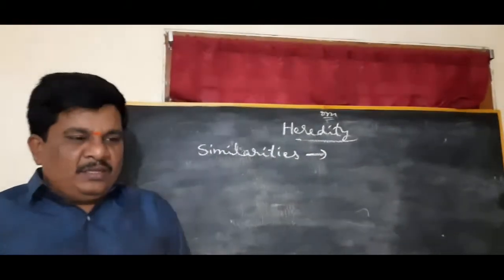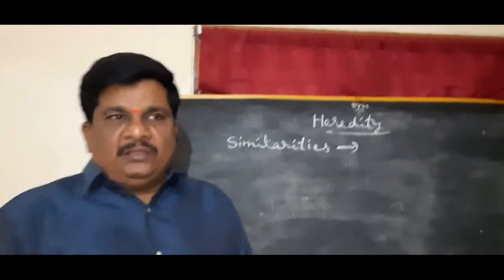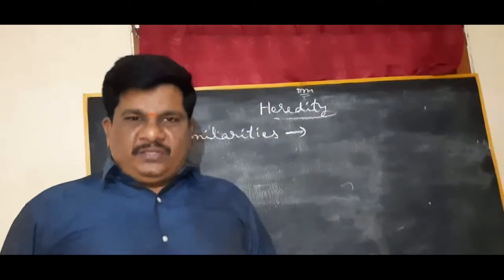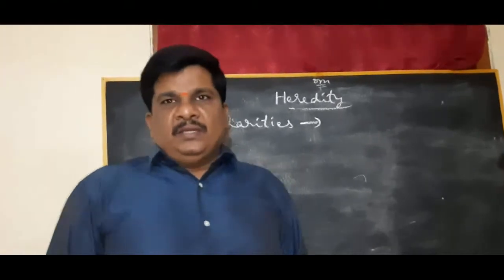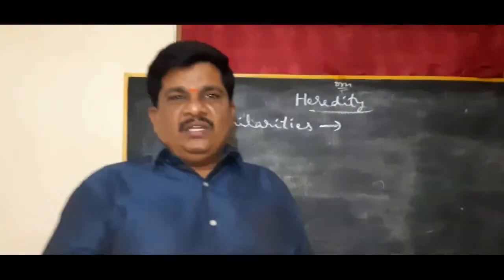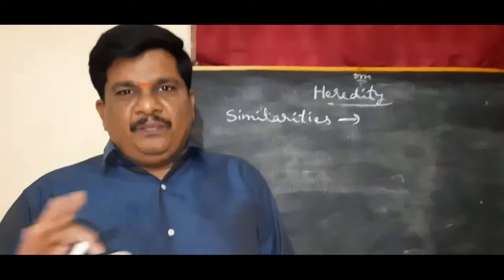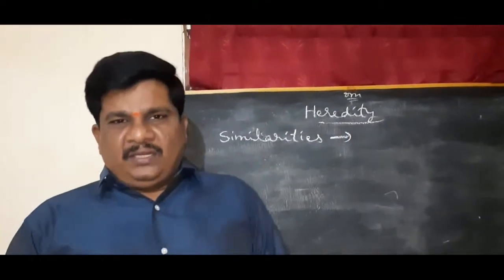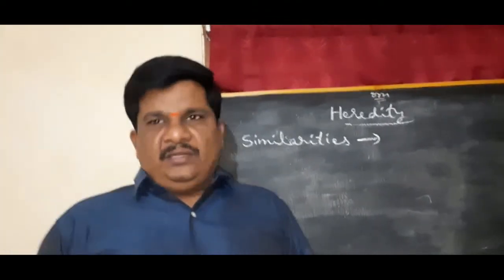Friends, similarities means the characters seen in, for example, a brother and sister, or two brothers or two sisters, or parents and children. You see similar characters in parents and children also. In the brothers, you see that similarities are there. So the same characters are the same.